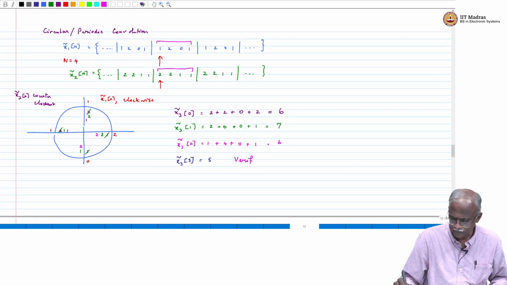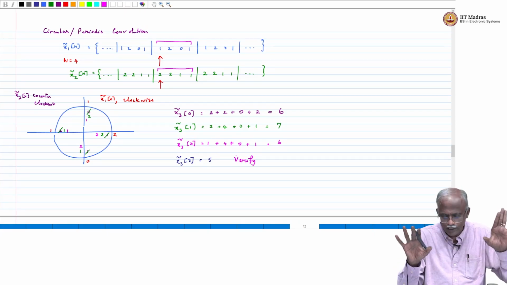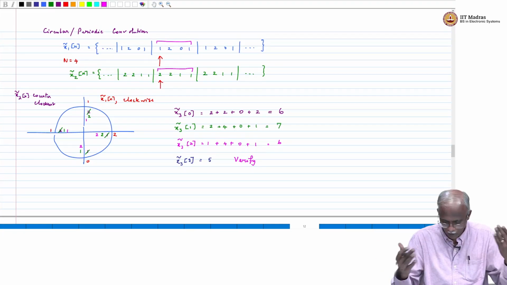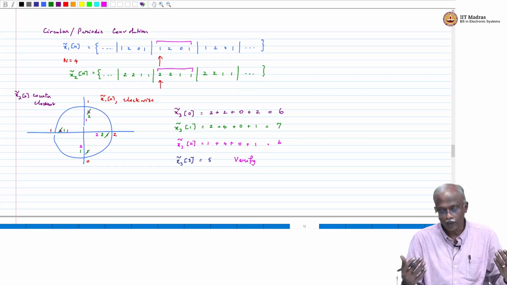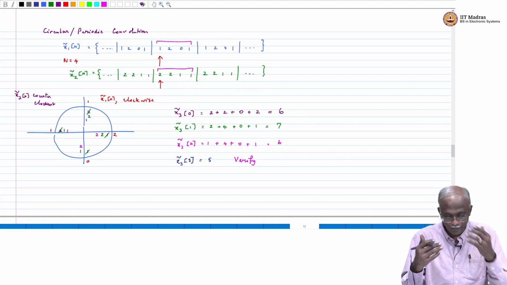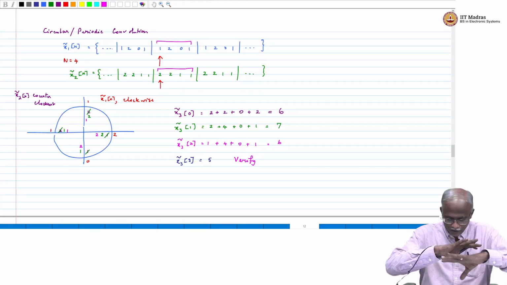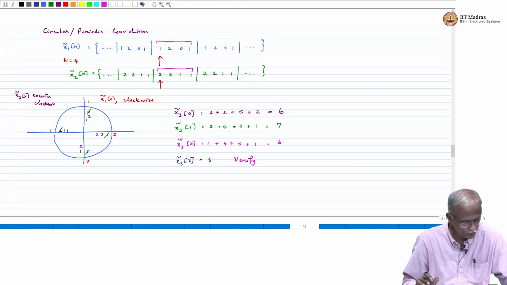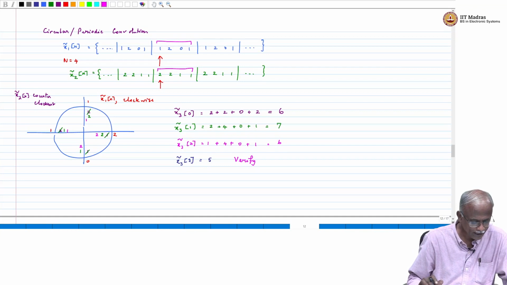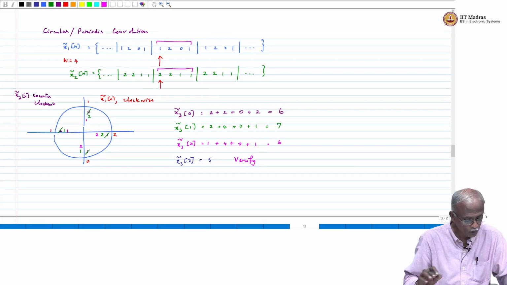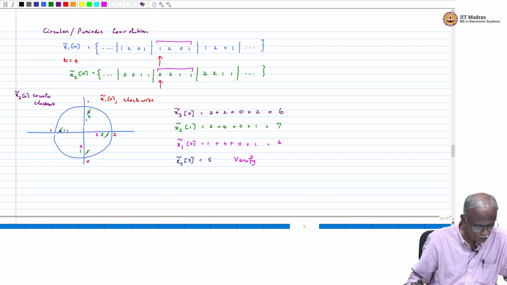Again, this is a very easy way to visualize, and of course I will also show you how to do circular convolution using a matrix method. However, this is a very compact way, and we can get the computation. It's a good way to visualize how circular convolution is getting done. I hope you are comfortable with that, and this is a useful method for us to keep in mind.